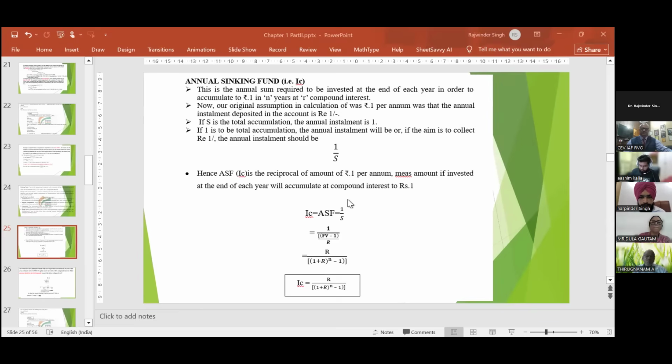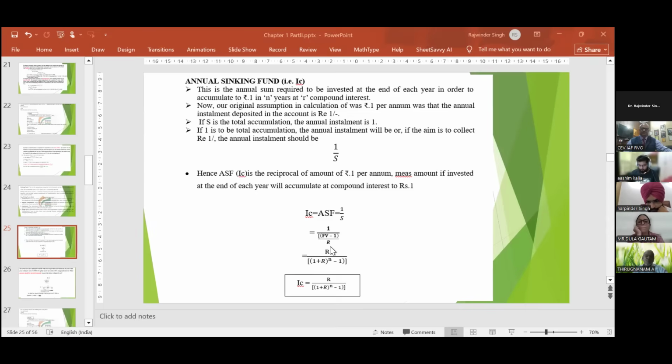This is 1 upon S. S is the cumulative sum of rupees 1, so it will be 1 upon S. You know the formula is FV minus 1 upon r. So R will be in the numerator. So the formula is R divided by (1 plus R) to the power n minus 1. Now see here, we have replaced this small r with capital R just to differentiate.